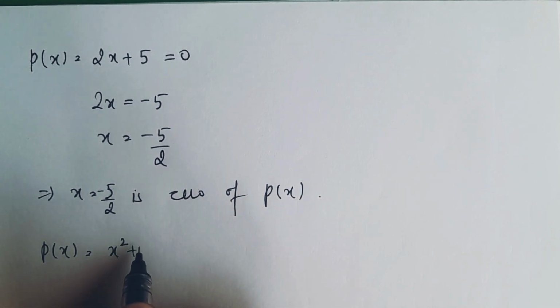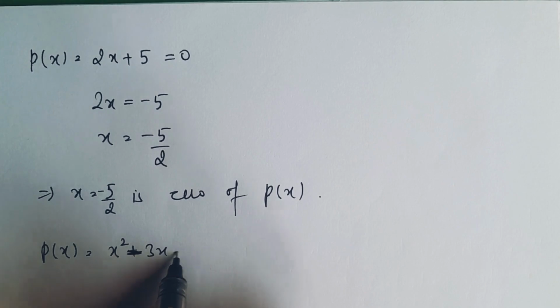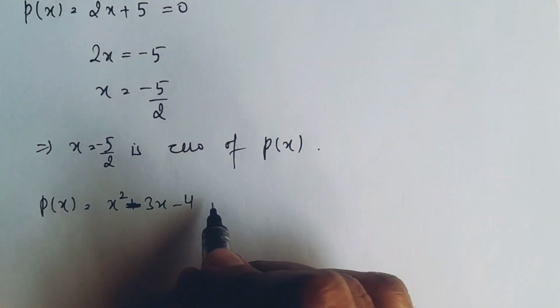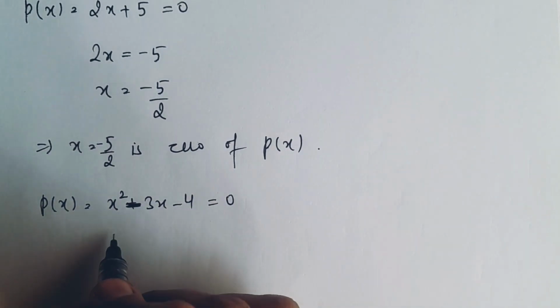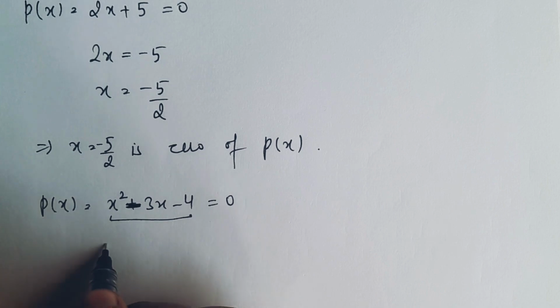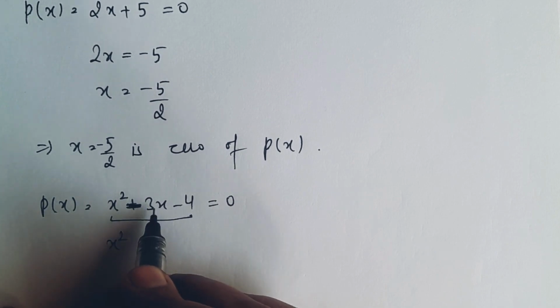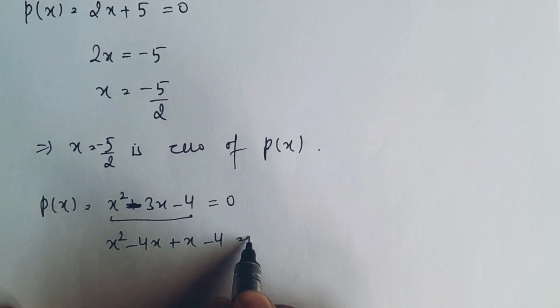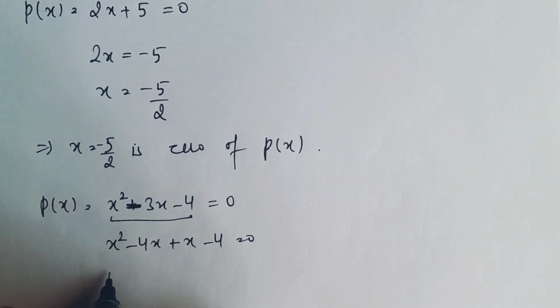Suppose we are taking x square minus 3x minus 4. Suppose we are taking this polynomial. So how will we find the zero of this? We will take it as 0. Now we will do the factorization of this. We will use the splitting of the middle term here, x square minus 4x plus x.